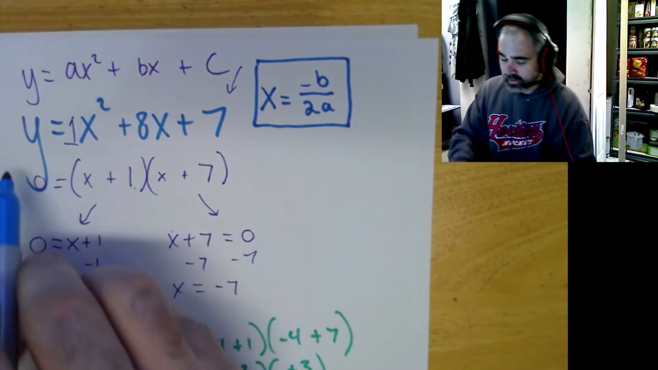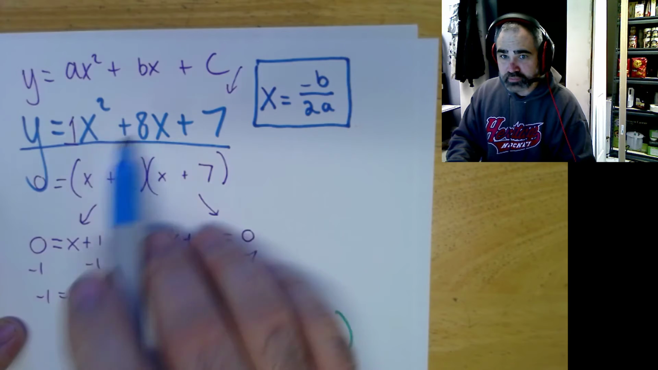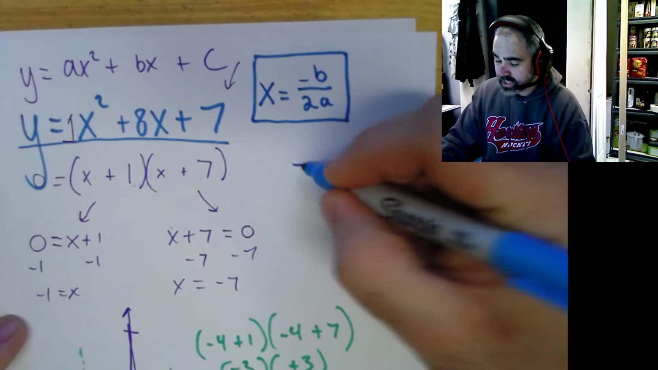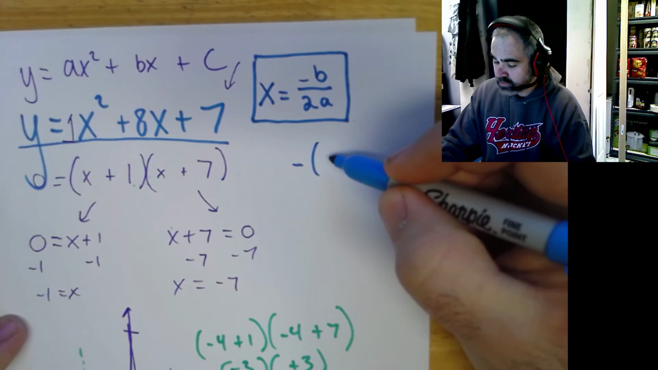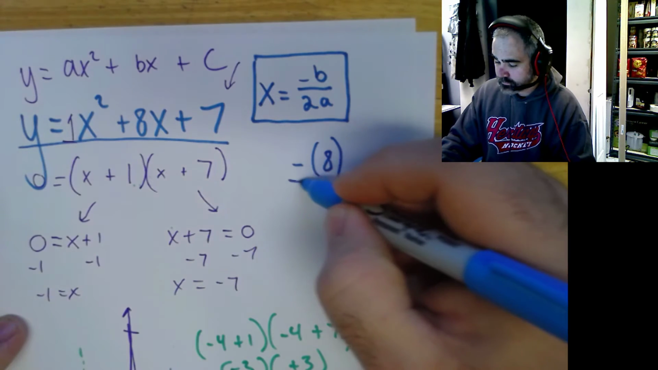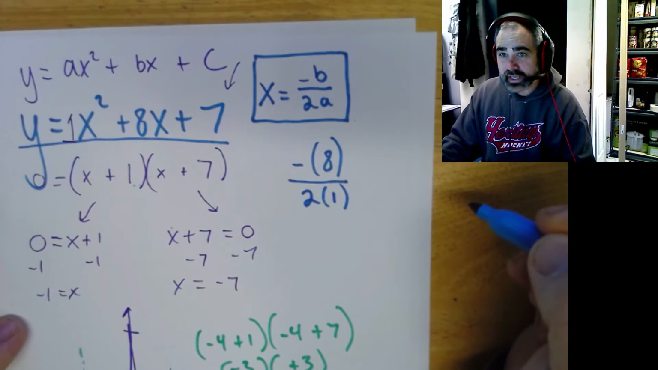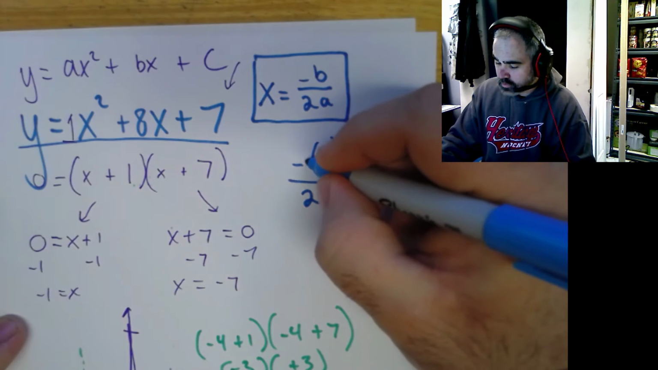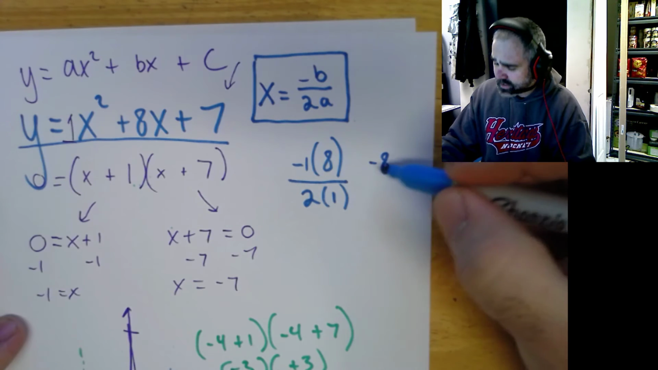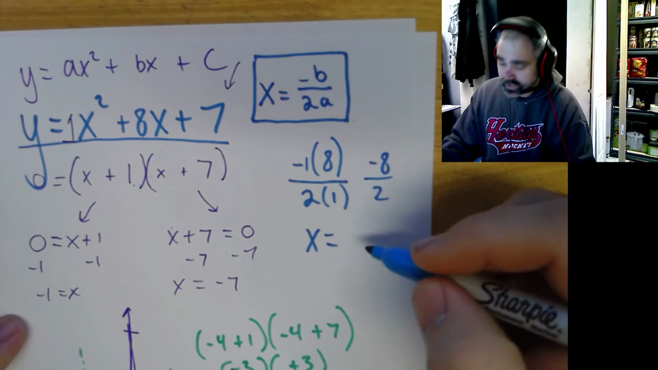So in this problem here, the a value is 1, and the b value is 8. So we can plug that in here. So b is 8. Notice the negative is still there. Whatever your b value is should be in parentheses. Sometimes you can have a negative and then a negative 8 over 2 times 1. Negative 8, I can't even do math right now, sorry. Negative 8 divided by 2 equals negative 4. So I know that the x-coordinate of my vertex is negative 4.